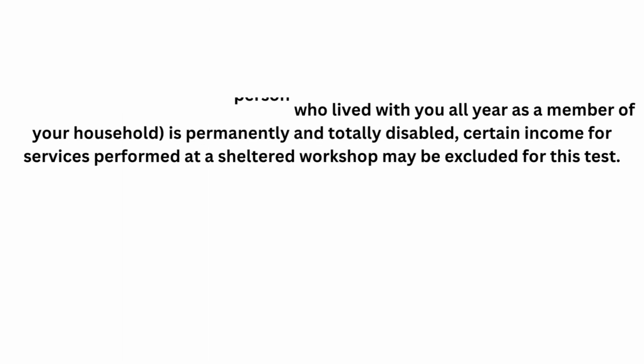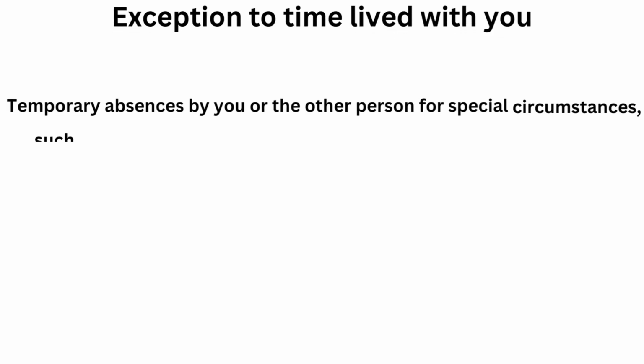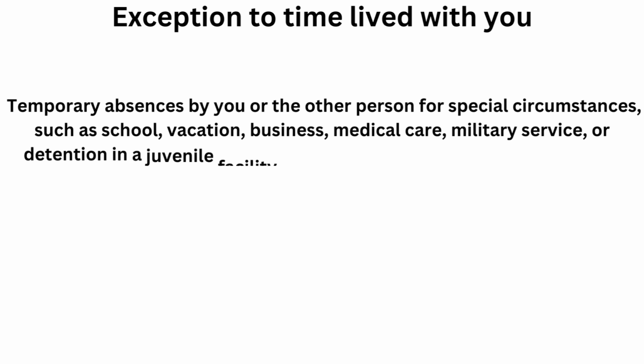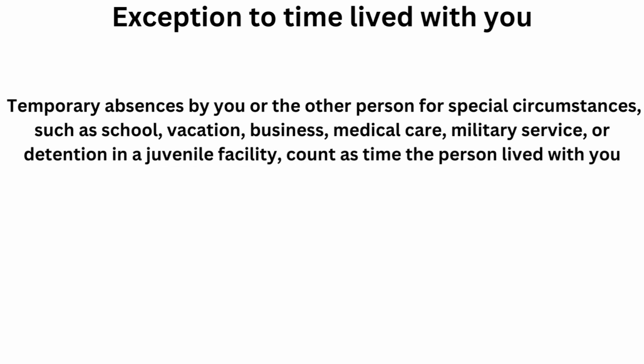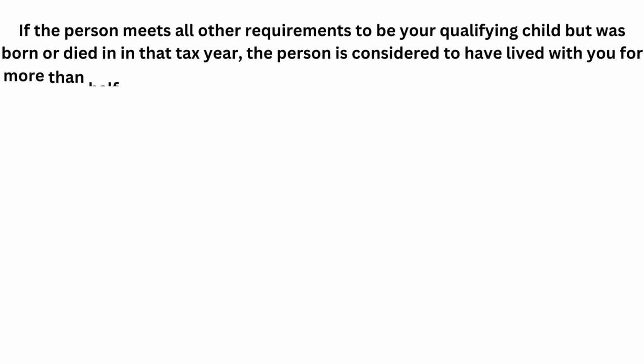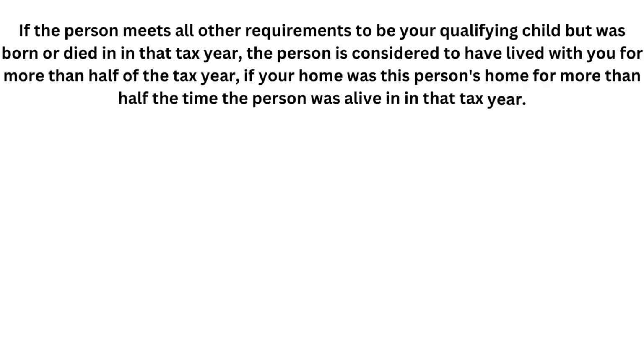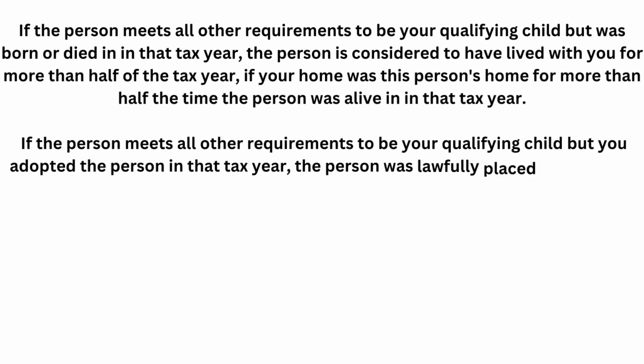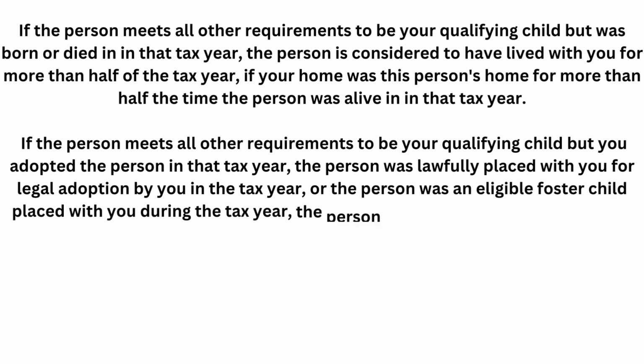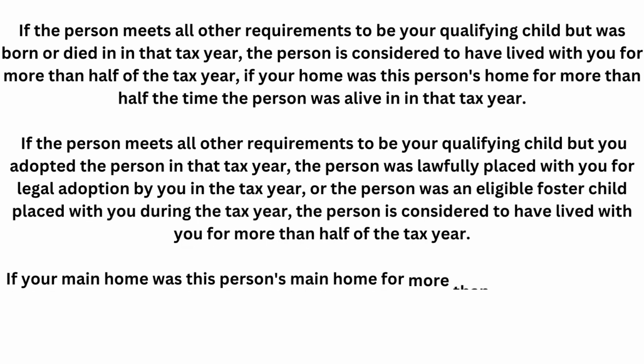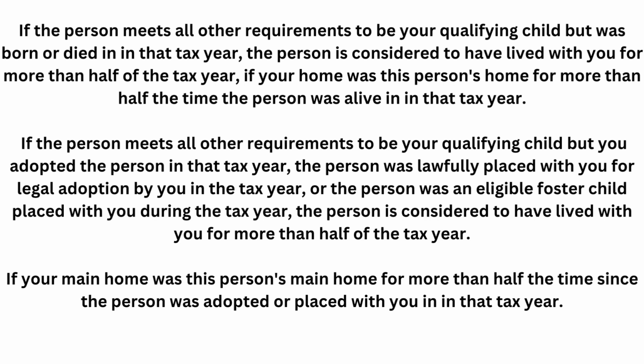Temporary absences by you or the other person for special circumstances, such as school, vacation, business, medical care, military service, or detention in a juvenile facility, count as time the person lived with you. An exemption to time lived with you includes if the person meets all other requirements to be your qualifying child, but was born or died within that year, lived with you for more than half the year, adopted or lawfully placed within that year as their main home.